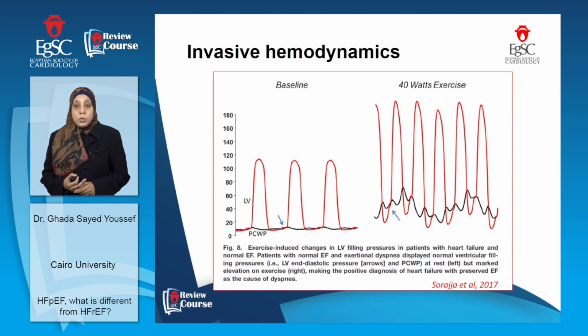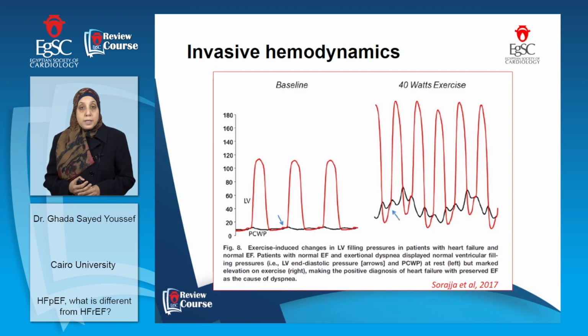These images show how the hemodynamics change during exercise. On the left panel, we can see the left ventricular pressure graph and the pulmonary capillary wedge pressure graph. The blue arrow points to the left ventricular end diastolic pressure. The right panel shows these graphs during exercise. After 40 watts exercise, we can see that the left ventricular end diastolic pressure, in addition to the pulmonary capillary wedge pressure, goes up, and this is enough to diagnose heart failure with preserved ejection fraction.